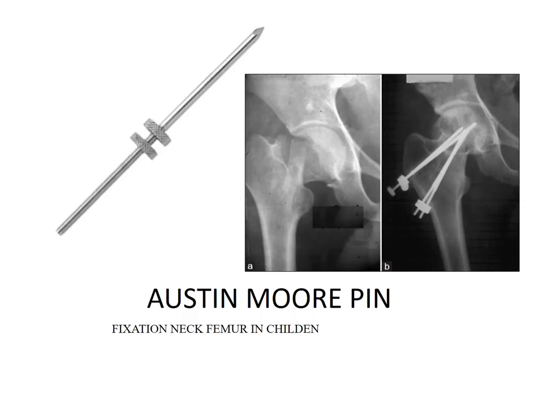Then, in older times, not preferably used now, Austin Moore pins were used for fracture neck femur in children. They had a locking mechanism preventing the pin to migrate inside the joint. Austin Moore pin for fixation of the neck femur in children.